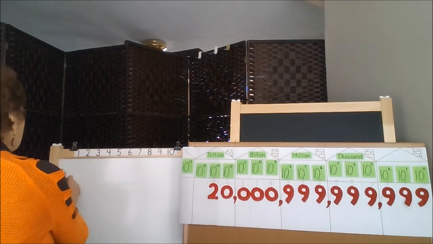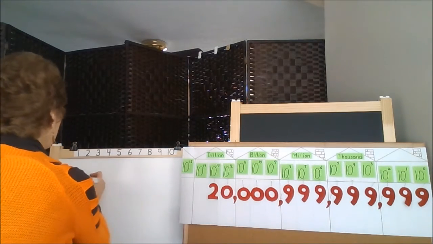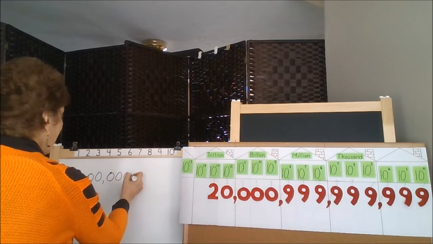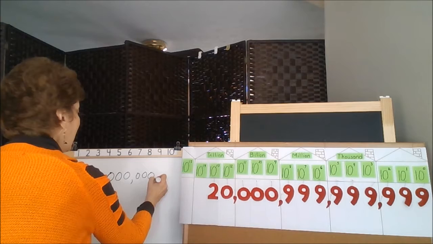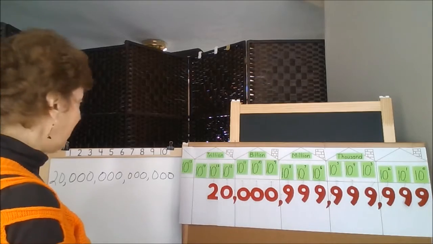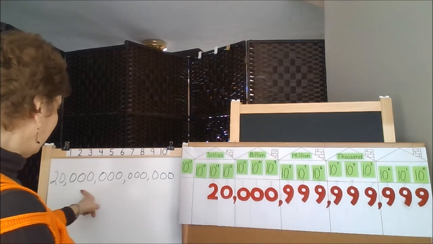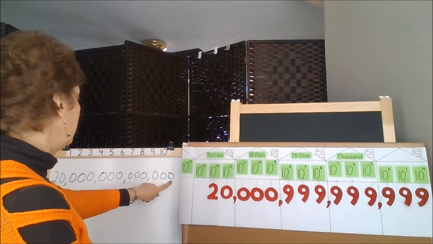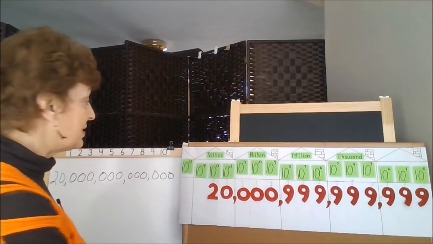We would have 20 with a comma. Here's our billions family. We need 3 zeros for that. We need 3 zeros for the millions house. We need 3 more zeros for the thousands house, and 3 more zeros for the first house. 20 trillion. Wow, that's a lot of zeros. In fact, we have 3, 6, 9, 12, 13 zeros in this.